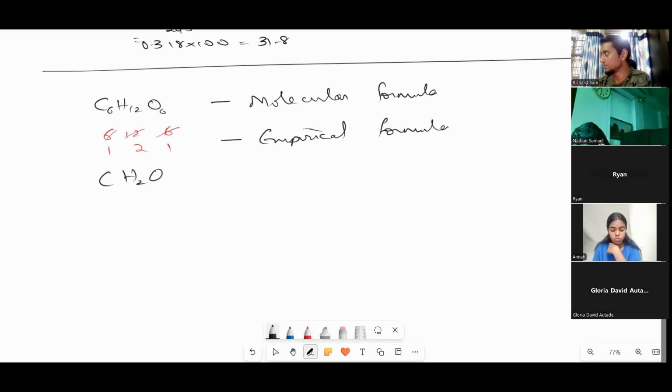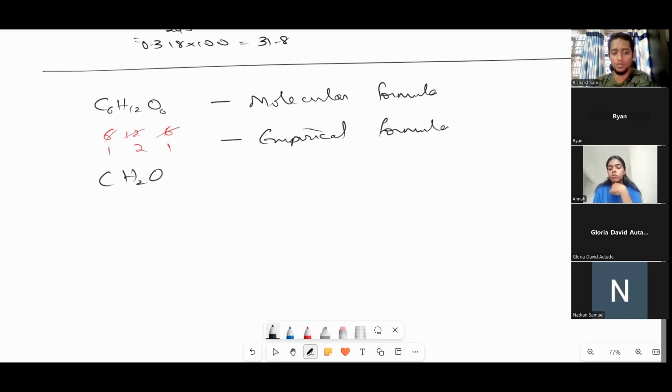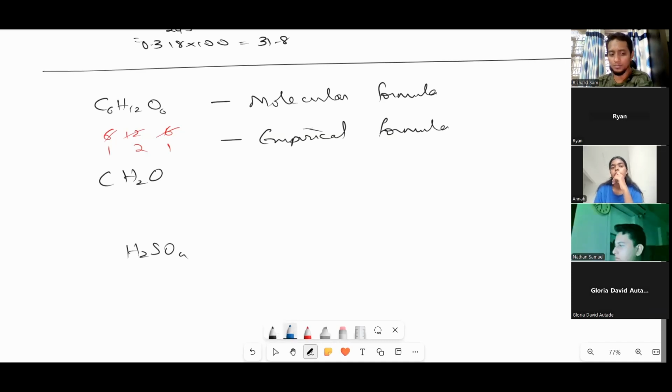Do you understand that, everyone? Okay. Now let's see another example. H2SO4, sulfuric acid. This is the molecular formula. What would be its empirical formula? This is 2 hydrogens, 1 sulfur, and 4 oxygens. HSO2? Yes. What do you all say? What do you all think?